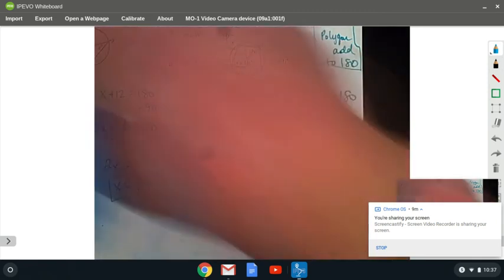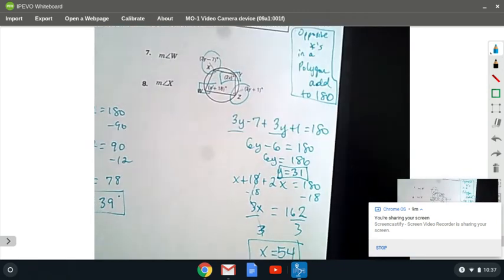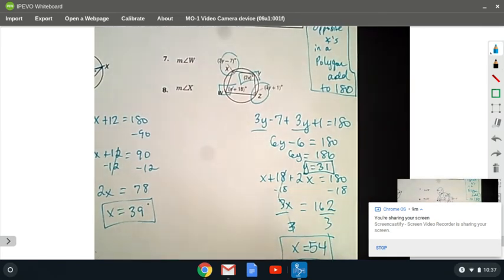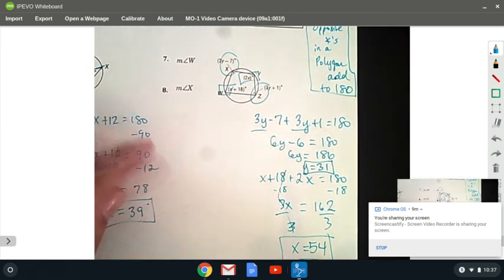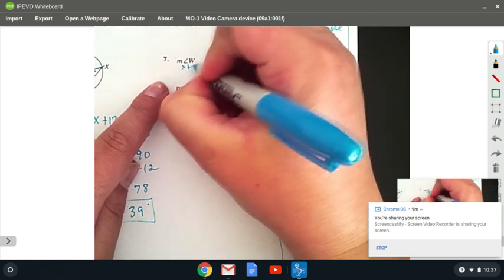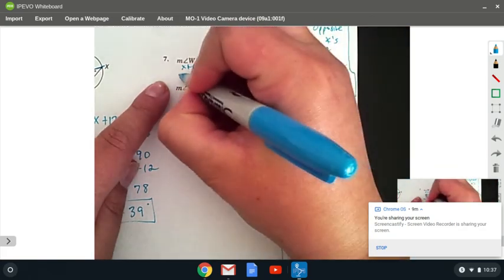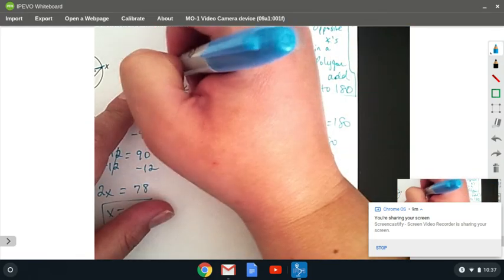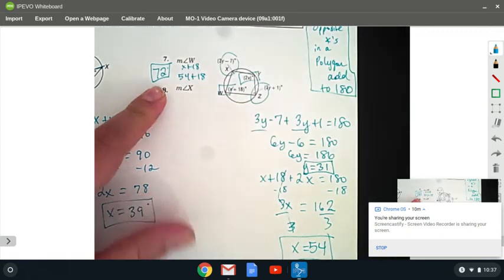Now I'm not done yet. In order to finish here, I have to plug in these newfound values of x and y. So I'm going to go to W. W is x plus 18. So x is 54. 54 plus 18 gives me 72 degrees. So that's my W.